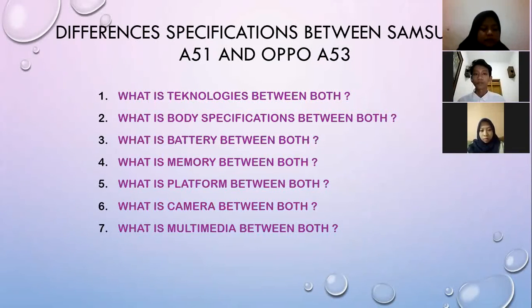The main points we will be talking about today are, firstly, the specifications of Oppo A53 and Samsung A51, including: number 1, what technologies are in both; number 2, what body specifications; number 3, what battery; number 4, what memory; number 5, what platform; number 6, what camera; and number 7, what multimedia between both.